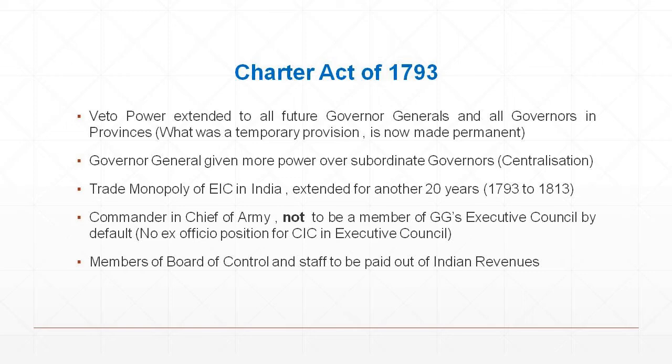Fourth point, it provided that the commander-in-chief was not to be a member of the Governor General's Council unless he was so appointed. So what it means is that until that point of time, the commander-in-chief, the supreme military commander for British India, was by default a member of the Governor General's Council. But now they explicitly said that until he is appointed as such, he, by virtue of his position, would not be a member of the Executive Council.